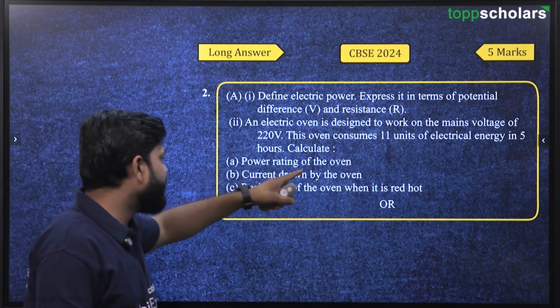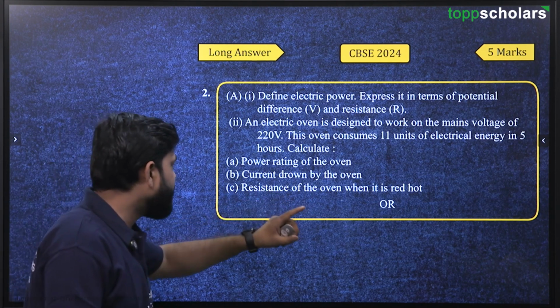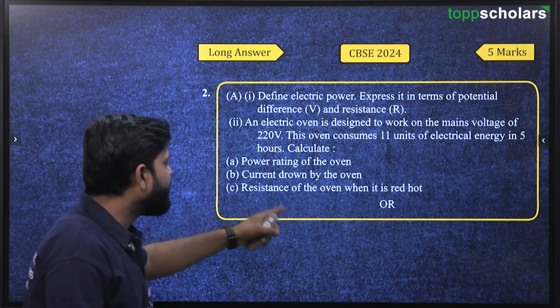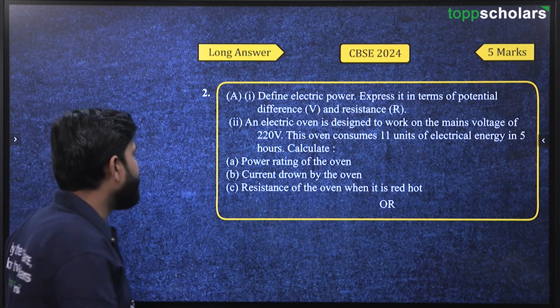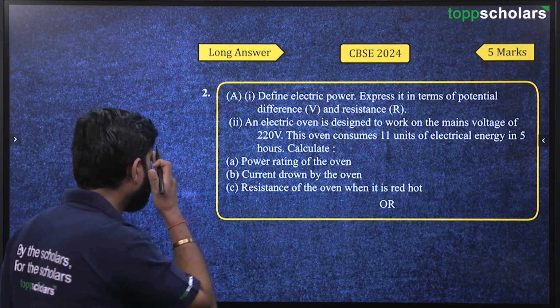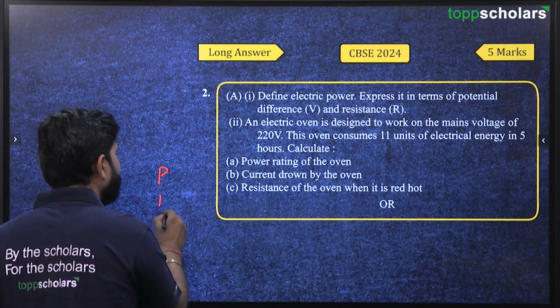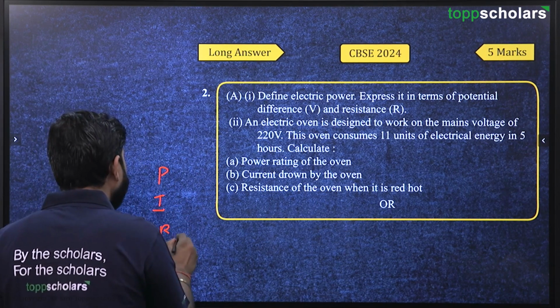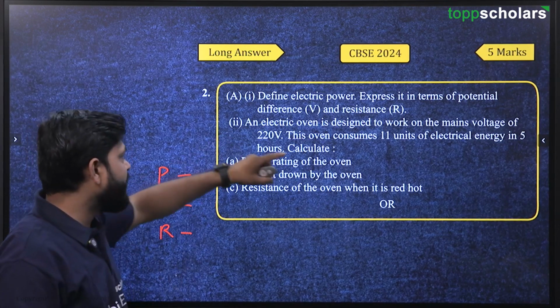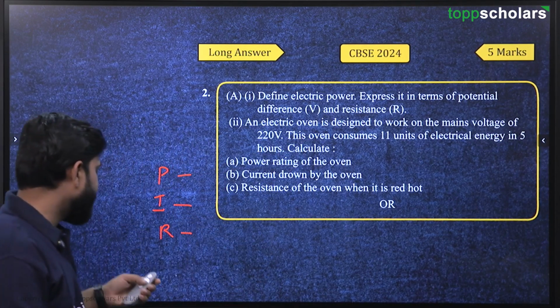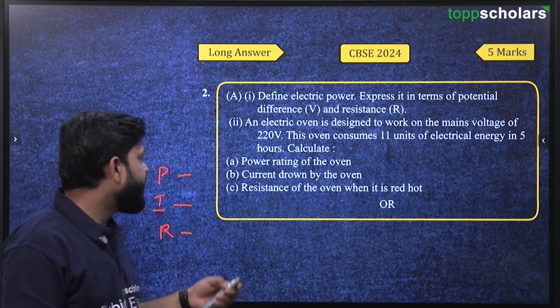Now, the power rating of the oven, the current drawn from the oven, and the resistance of the oven when it is red hot. So we have to find P, I and R. R is resistance, I is current, P is power. The three things we have to calculate from this are power, current and resistance, right?